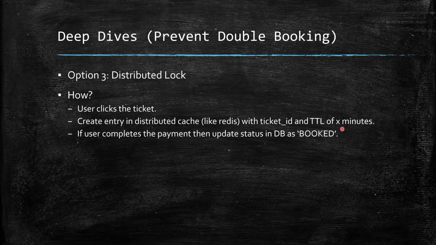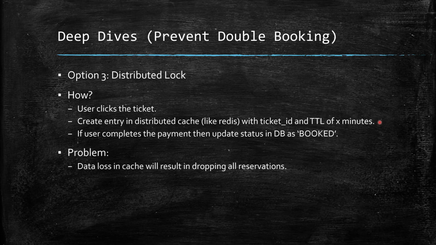If the user completes the payment, then you update the database. So till the second point where you create an entry in the distributed cache, we haven't done any update in the database till now. We haven't marked something as reserved or something like that. We have just created an entry in the cache. If the user completes the payment, then update the status in the database as booked, right? This is how your thing will work.